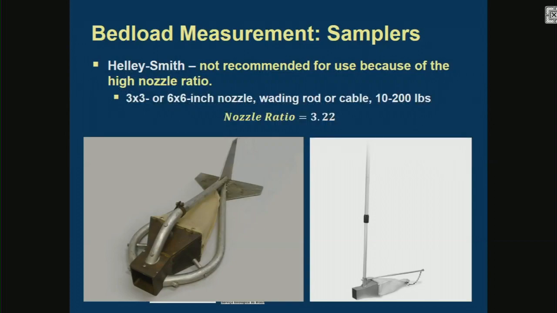So this is one I want to talk about because it was one of the original ones. It has this nozzle ratio of 3.22, and in the recent flume tests that I was talking about, it actually has a problem. It has a wide nozzle ratio, and it will suck in sand from the bottom and from around. They have videos showing that, and so it takes in too much sample. So the FIST is not recommending the Helley-Smith anymore.